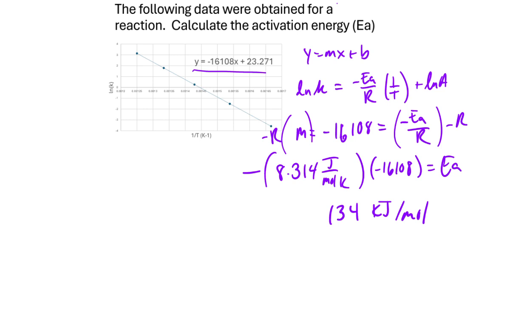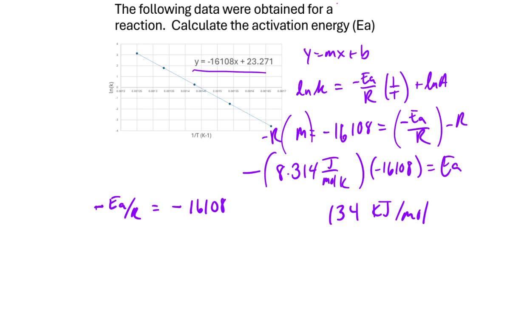The activation energy is going to be positive because our slope is going to be equal to minus EA over R, and the value of our slope is going to be negative. So that negative is going to cancel.